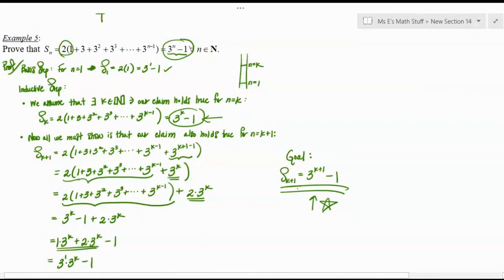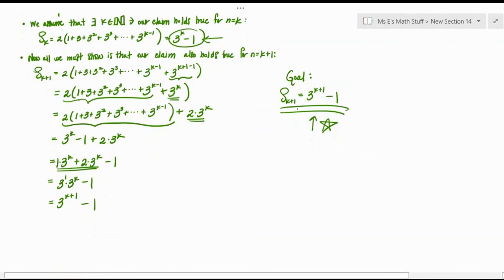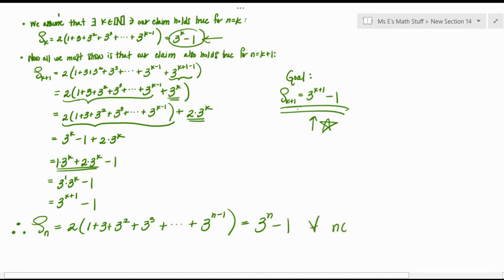All right, my friends, so what have I done? I showed that you can get to the first rung of the ladder. I showed that if you can get to the kth rung, then you can also get to the k plus 1, which means I just showed you can climb the whole thing all the way up to infinity. Come on, that's adorable. All right, so my conclusion would be, therefore, S of n, which was defined as 2 times the quantity 1 plus 3 squared plus 3 cubed all the way up to 3 to the n minus 1, that is indeed something you could do 3 to the n minus 1 with instead of doing it term by term, and that would be true for all n from the set of the natural numbers.